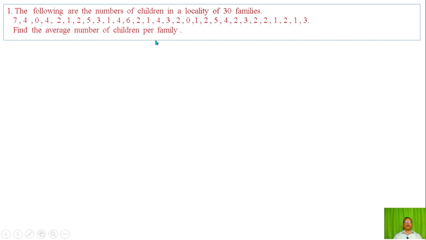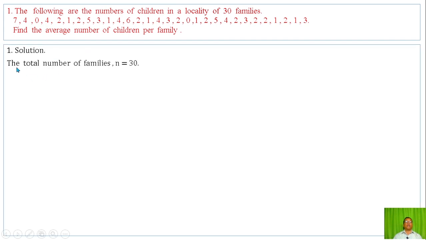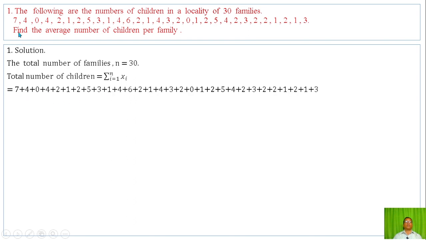Then the total number of families is n, which is given as 30. The total number of children is x1, x2, x3, x4, up to x28, x29, x30. Adding all of these together, we get 79.